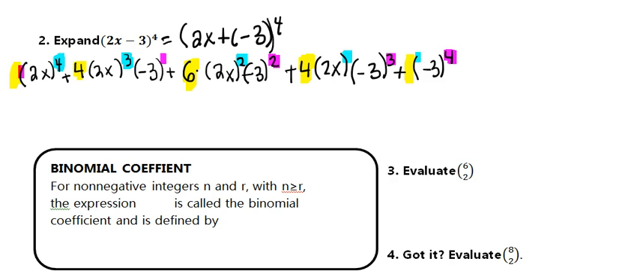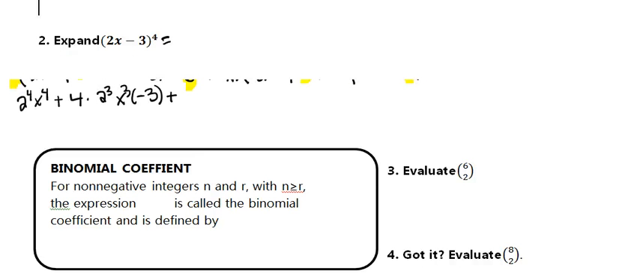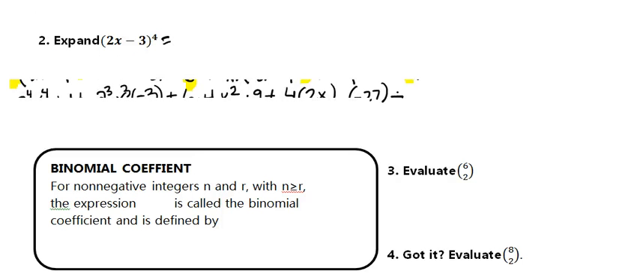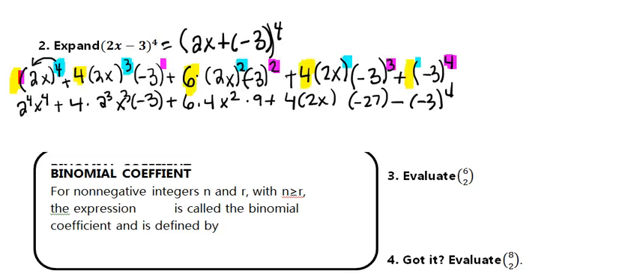So going through and remembering as you go ahead and solve that, the 2x to the 4th power, you must raise the 2 to the 4th power as you're recalling your properties of exponents. And I can go ahead and rewrite everything as I'm expanding and calculating things out. So I have 6 times 4 times x squared times 9 plus 4 times 2x times a negative 27 plus negative 3 to the 4th power.